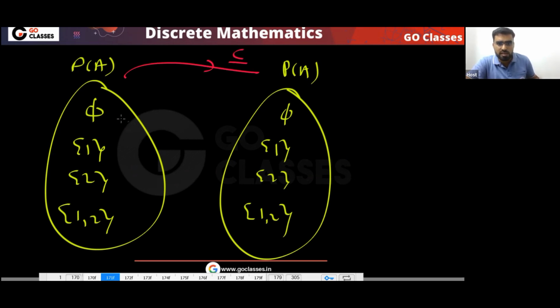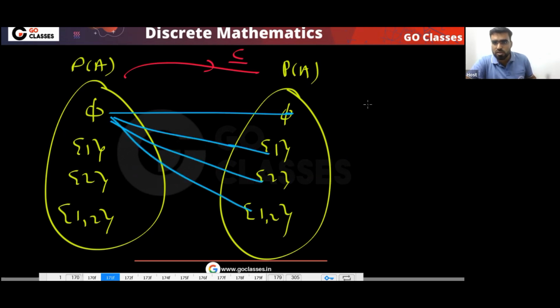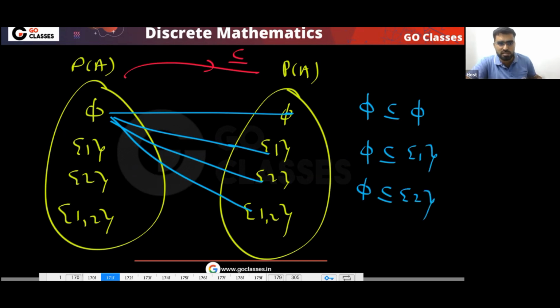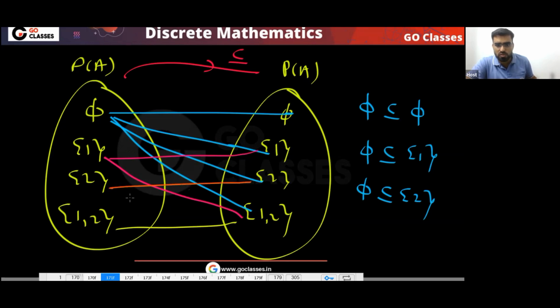You can notice that the empty set is related to everyone. The empty set is a subset of everyone, right? So you can clearly see the empty set is a subset of the empty set, a subset of {1}, and a subset of {2}. So this subset relation you can define. Similarly, {1} is a subset of {1}, and of {1, 2}. And {2} is a subset of {2} and of {1, 2}. So this is the idea.